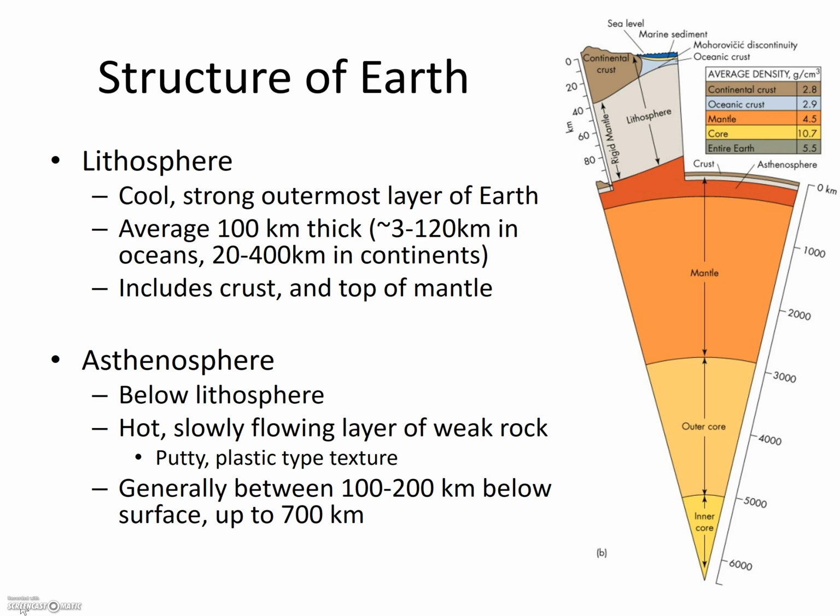Asthenos is Greek for weak or without strength. It is not rigid. It slowly flows like a putty under pressure. It is generally between 100 and 200 kilometers below the surface of the Earth, but can be up to 700 kilometers deep. That's deep, but the mantle extends much deeper, about 3,000 kilometers below the surface of the Earth.